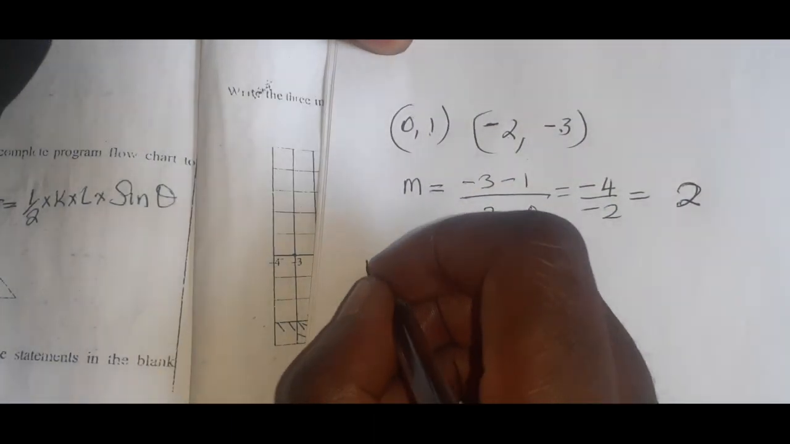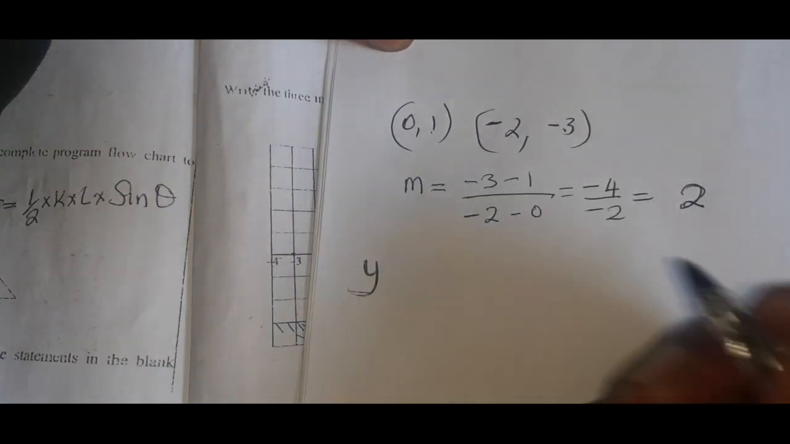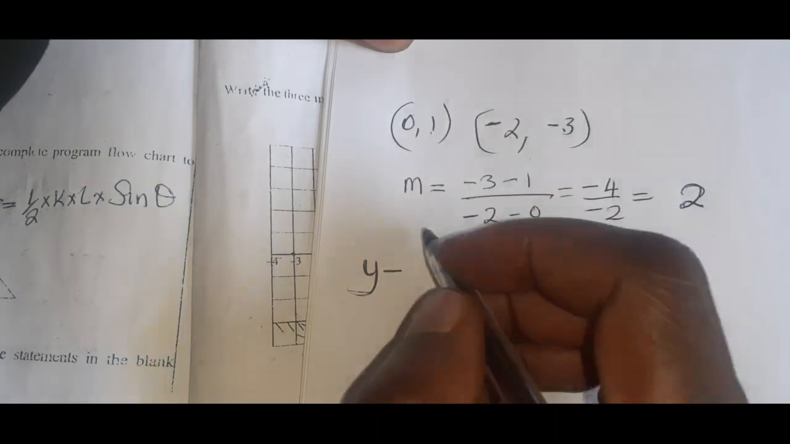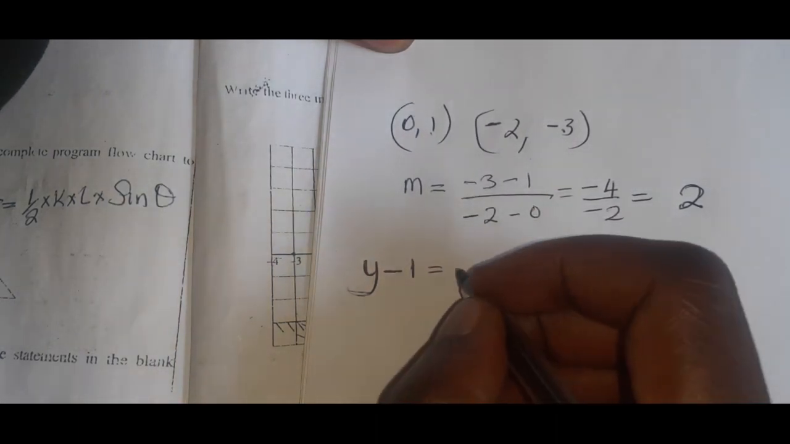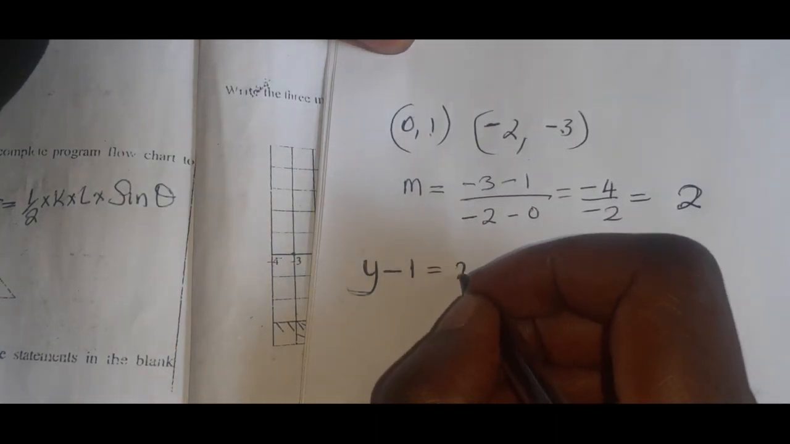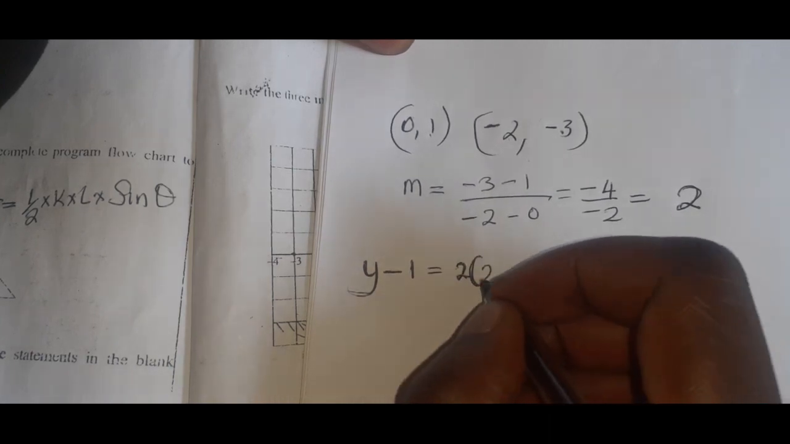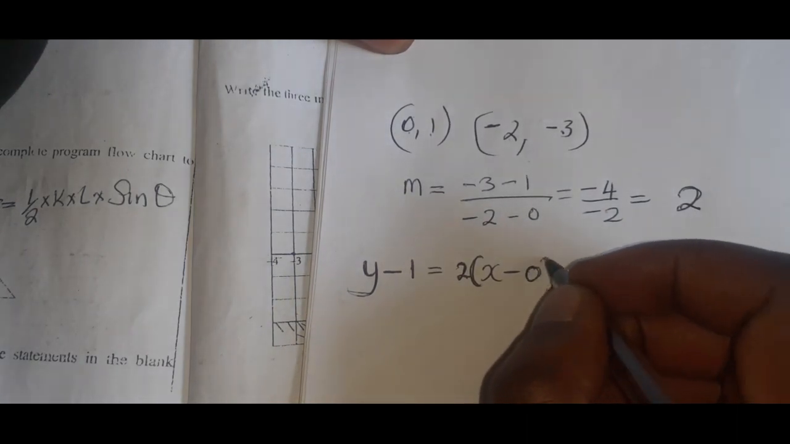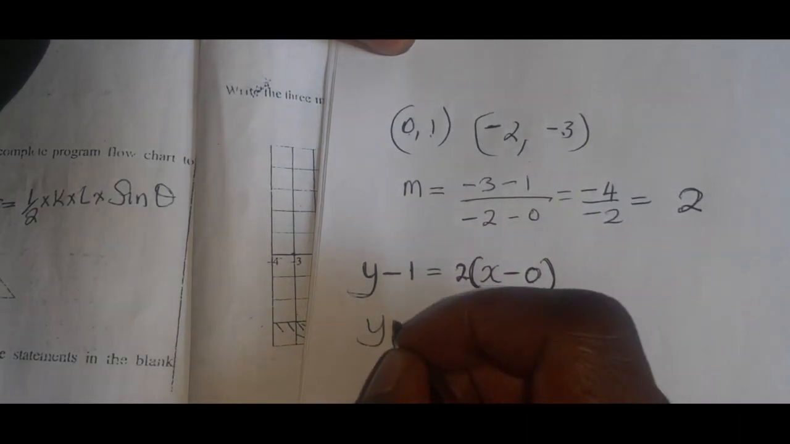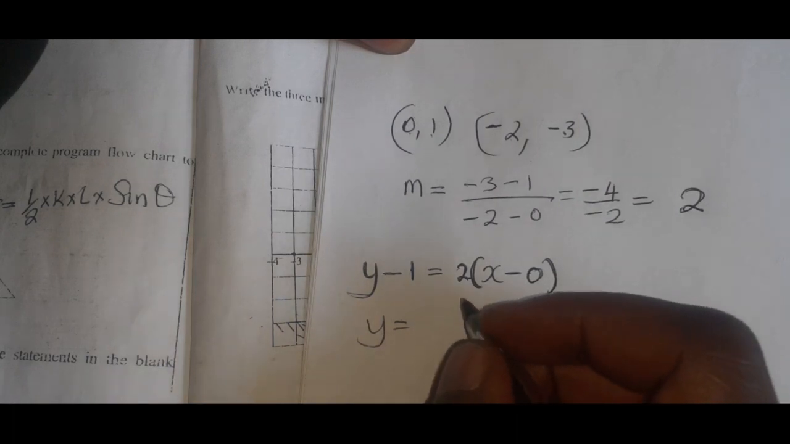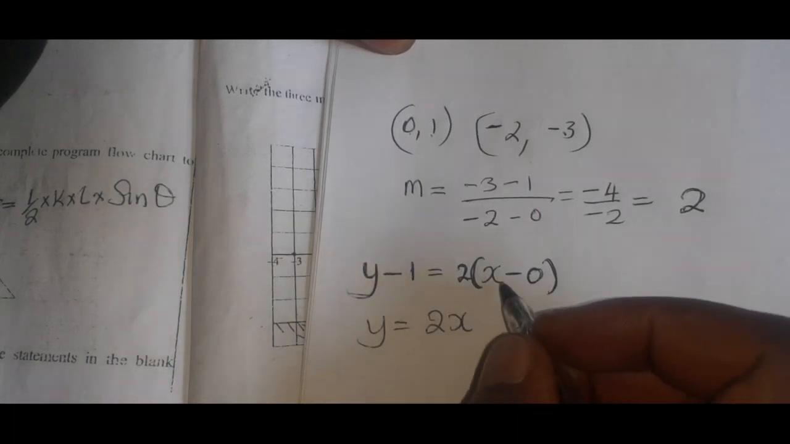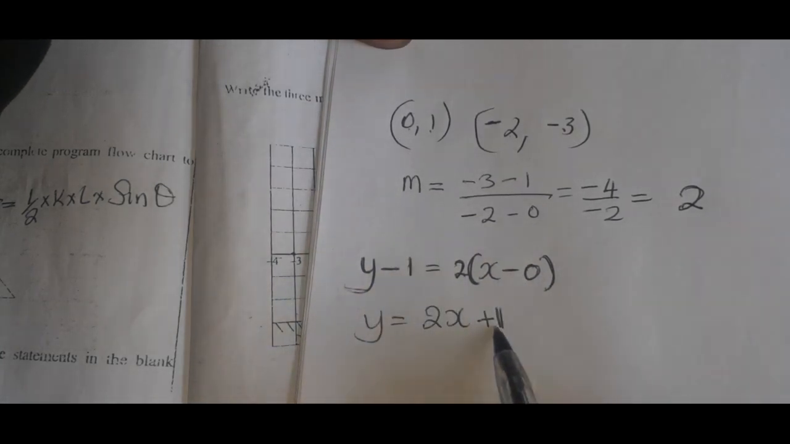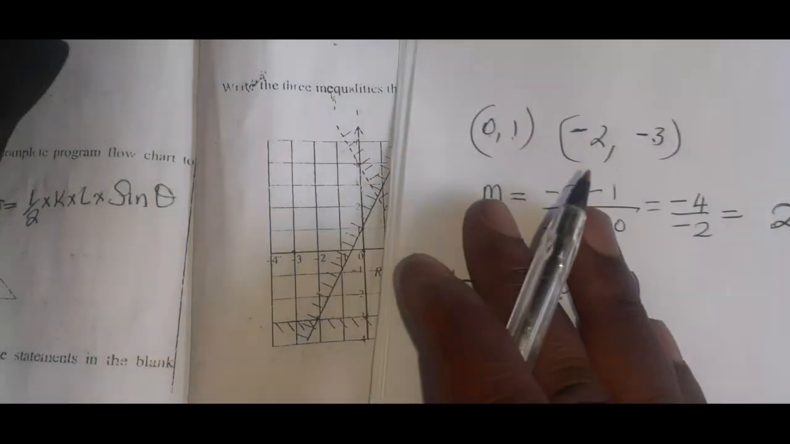So now we can do the equation. y minus 1, y1. So we put 1. This is equal to, what is our gradient here? Gradient is 2. Then x minus, what is our x coordinate? 0. y is equal to 2x plus 1. This one has to come the other side as a plus.